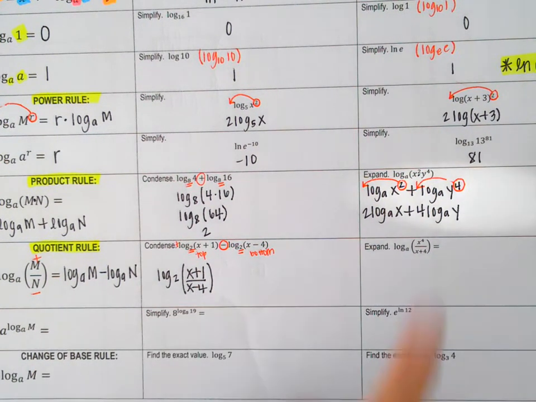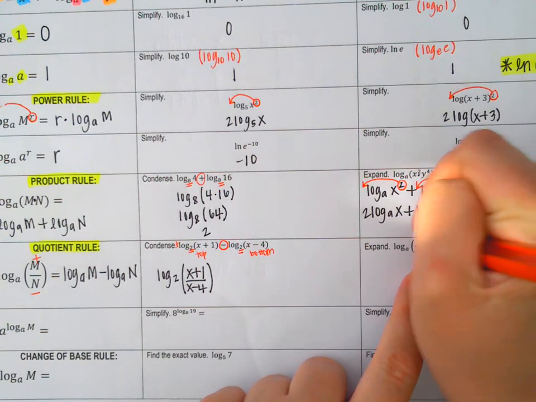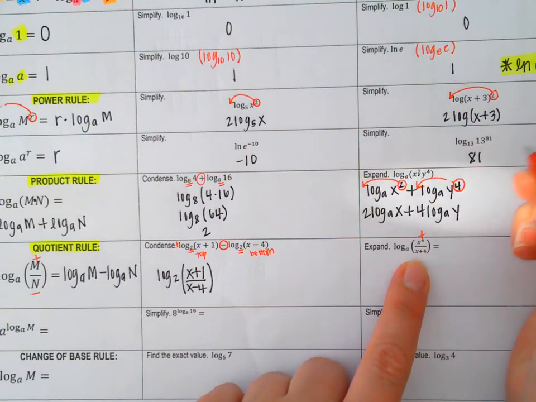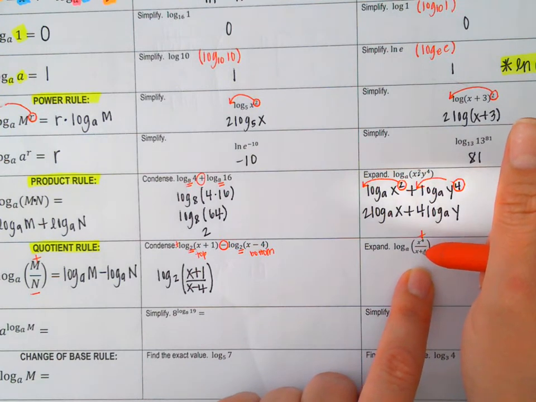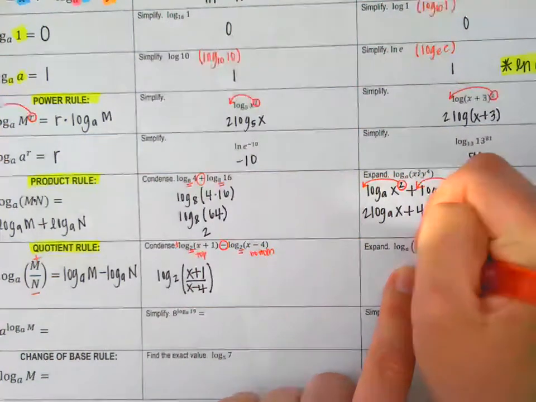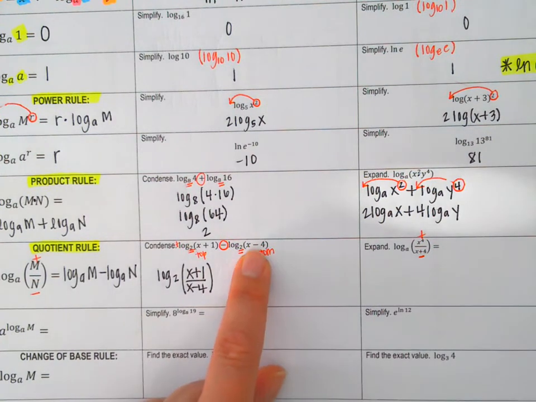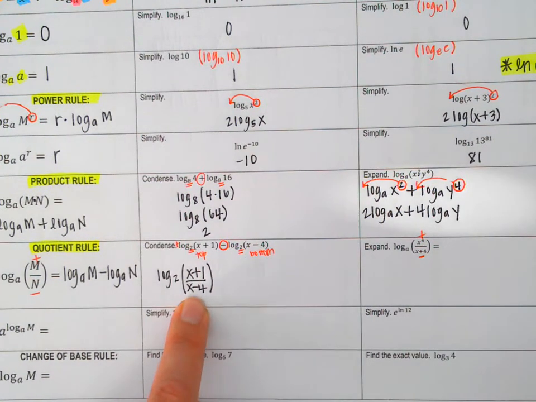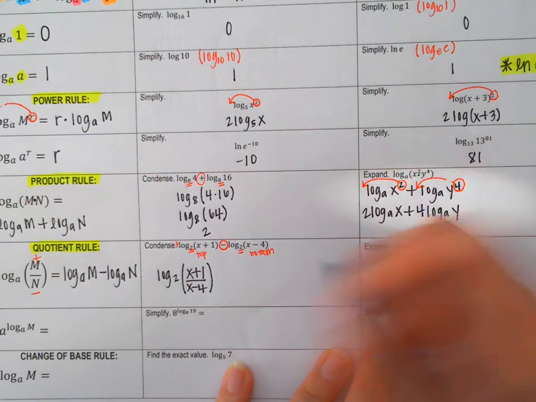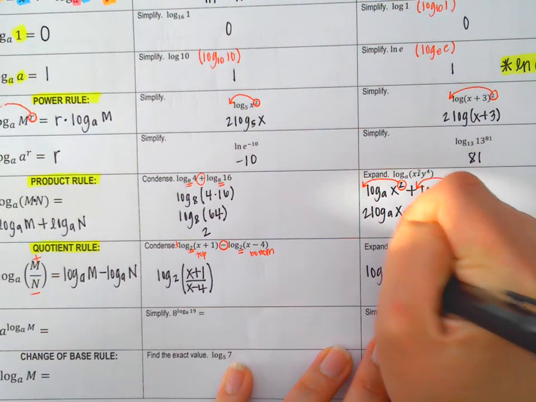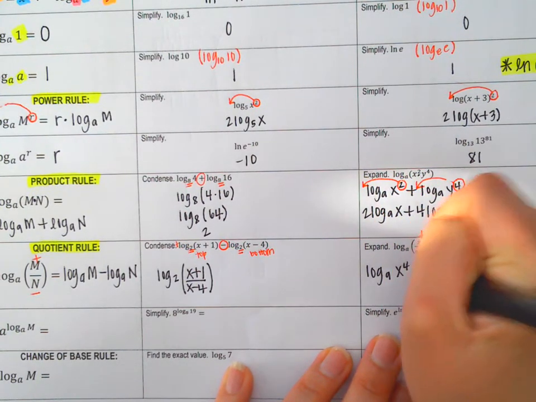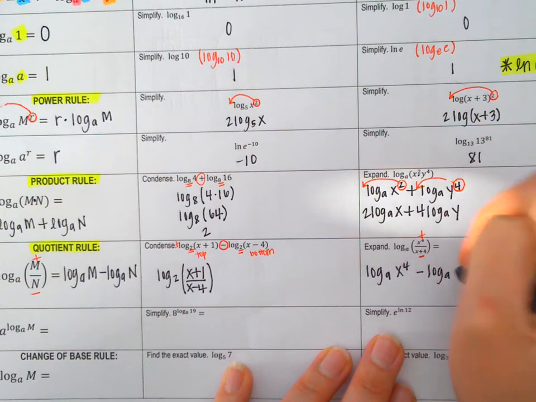So when it's on top, it's going to be a plus. When it's on bottom, that whole thing. Now, this isn't multiplying together, they're adding. So that's a whole thing. So that whole thing is going to go on the bottom. Just like this whole thing, x minus 4, went on the bottom, that whole thing, x plus 1, went on top. So when I separate that, that would become log base a of x to the 4th minus log base a of x plus 4.